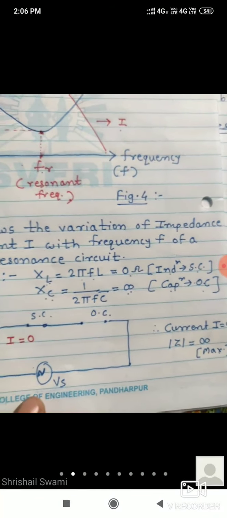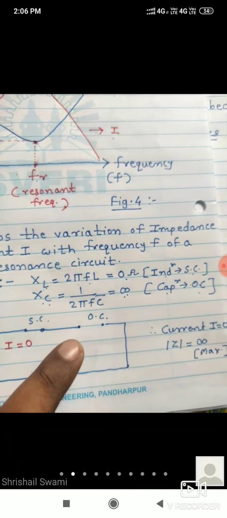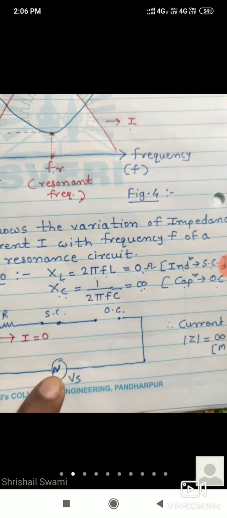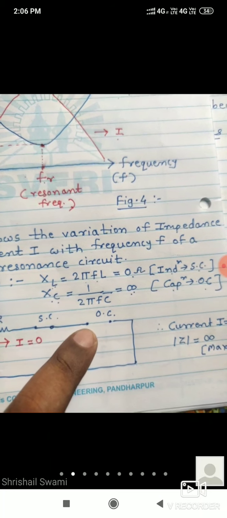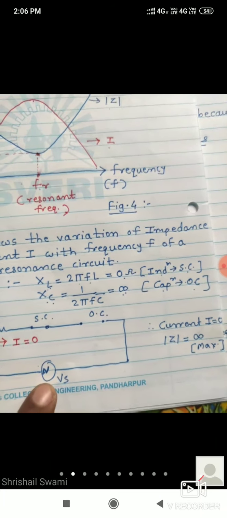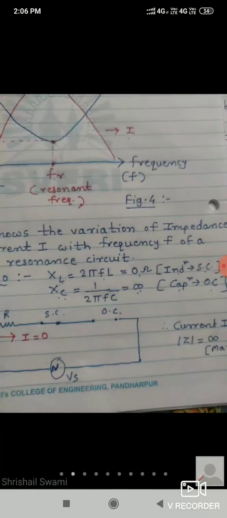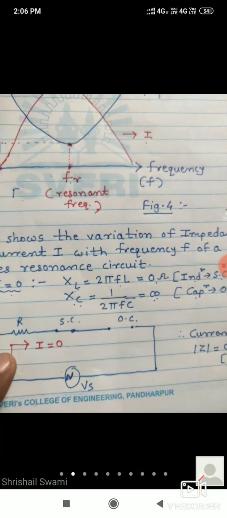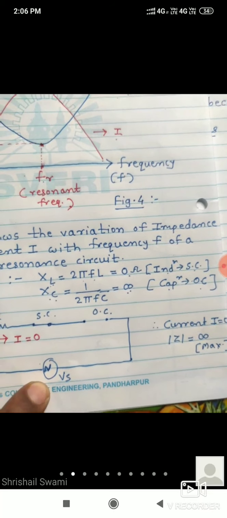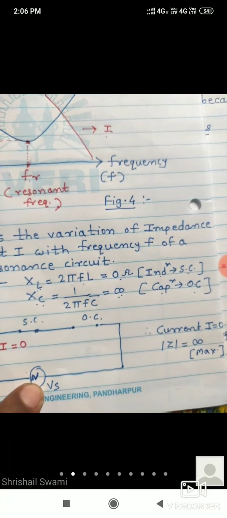Maximum means what? Applied voltage Vs. No, here the supply is correct. When the capacitor is open, the voltage across it is the supply voltage. Apply the KVL. If you apply KVL, this is 0, this is 0, then VC is equal to VS will be the answer. VC becomes equal to VS.